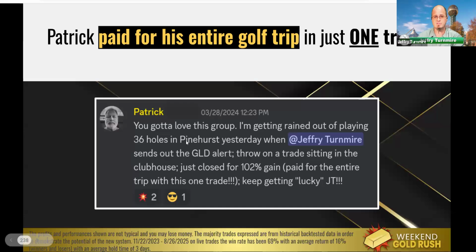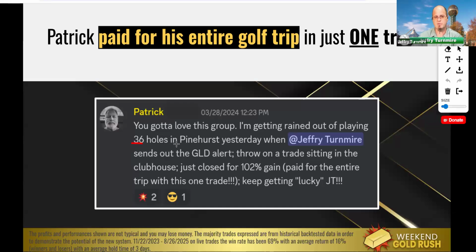So far, current members can't get enough of this thing. Look at some of these stories, like my man Sledge. He went on a golf trip. We were showing golf a minute ago. He went to play 36 holes. He paid for the whole darn thing, even though he got rained out right there. He closed it out and paid for the whole trip. Bummer. But paid for the trip.